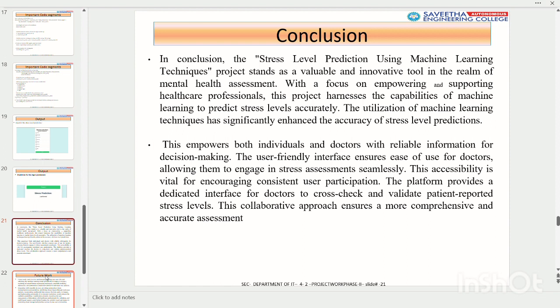The project stands as a valuable and innovative tool in mental health assessment, with a focus on empowering and supporting healthcare professionals. This project mainly shows the capability of machine learning to predict the stress level accurately. The utilization of machine learning techniques has significantly enhanced the accuracy of stress level prediction. The user-friendly interface ensures ease of use for the doctors, allowing them to engage in stress assessment seamlessly. This accessibility is a dedicated interface for doctors to cross-check and validate patients' reported stress levels. This collaborative approach ensures a more comprehensive and accurate assessment.